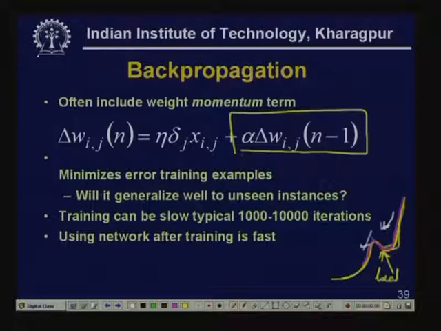Secondly, one thing that we have to keep in mind when we use neural networks is that usually neural network training time can be quite high. Often for training we need about several thousand iterations to converge. However, if we are able to train a neural network, using the neural network is very fast, because of the feed forward nature of the network.